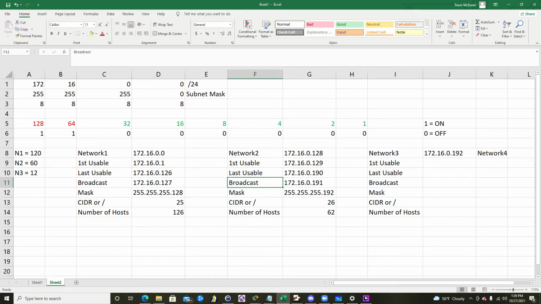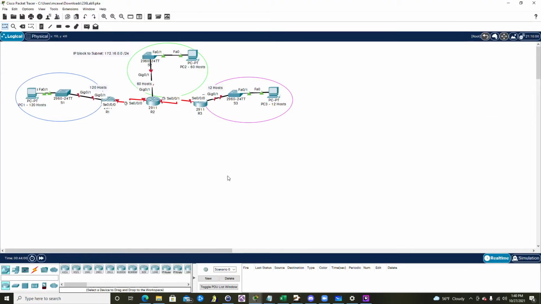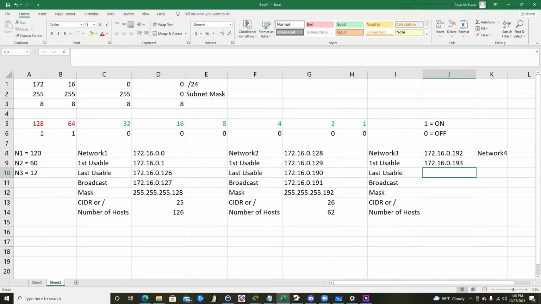So the last one that we're going to do is network 3. First usable, nice and easy to fill out, just add 1. So first usable in this network would be 183. And then we don't have a network 4 in our topology that we're going to be using, but we're going to go ahead and just write it out here.